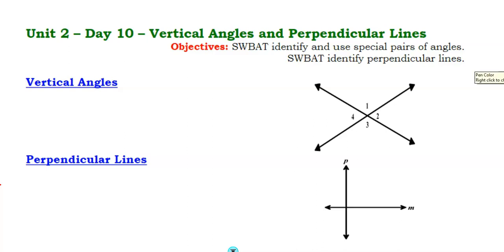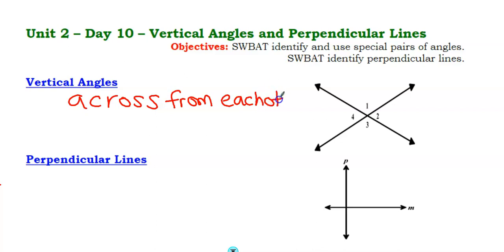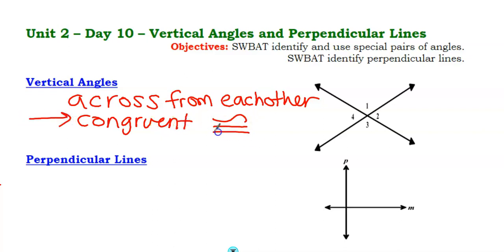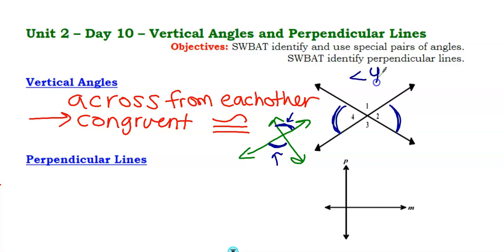Let's go. So vertical angles are across from each other. They are congruent. That is huge, guys. Congruent. Very important. Okay? And what I like to do is it makes kind of an hourglass shape. So if I have this as my angles, it makes these hourglasses. So this angle and this angle are known as vertical angles. Okay? So angle 4 and angle 2 are congruent because they're vertical angles.